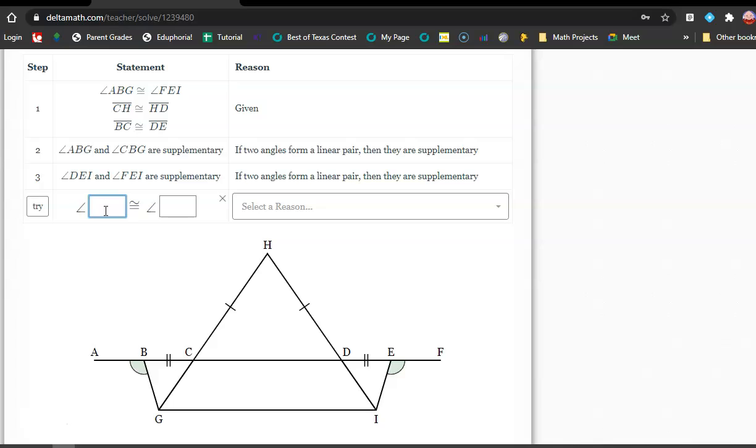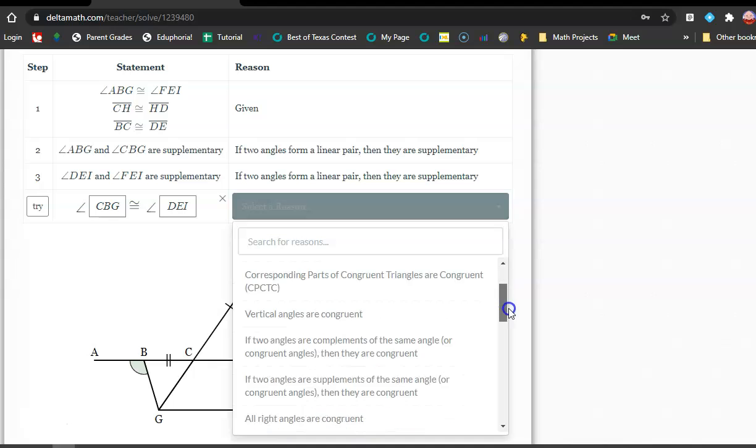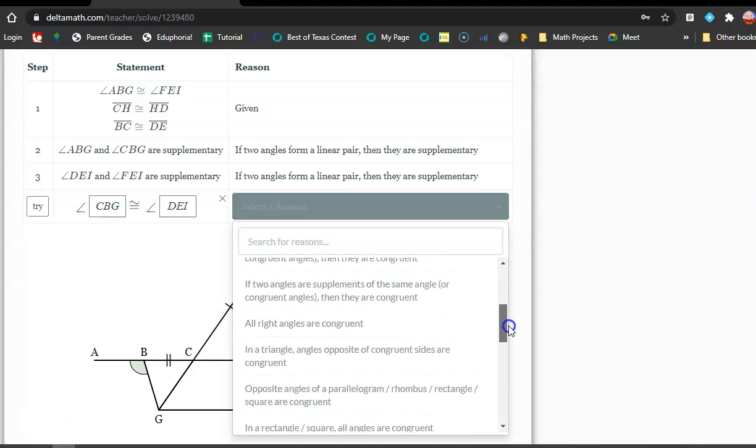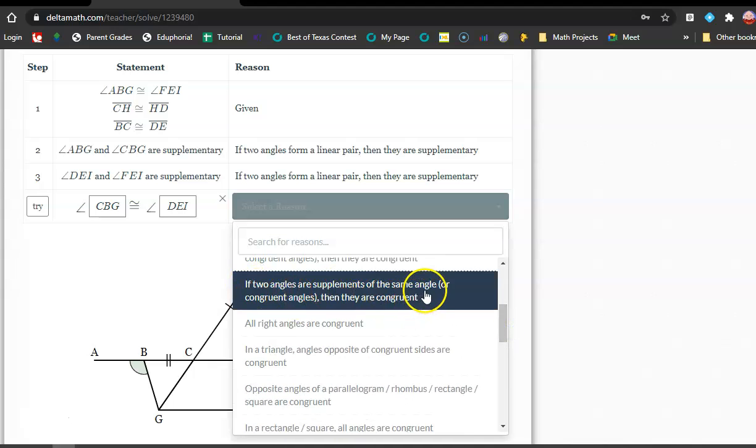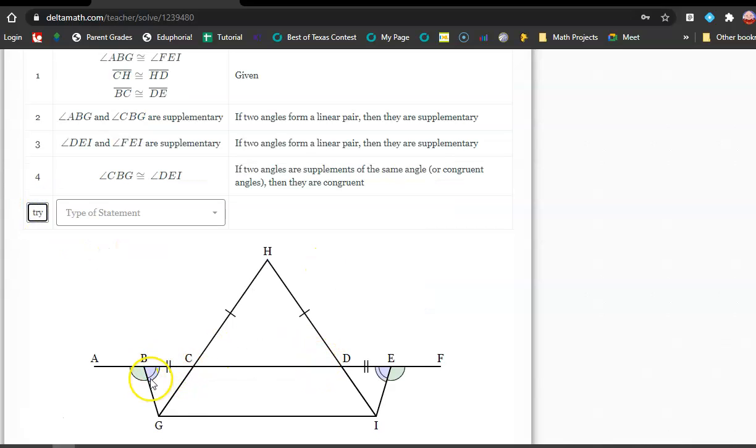We're going to say angle CBG is congruent to angle DEI. Why? Because they are both supplementary to congruent angles. So let's see something about supplementary. There we go. If two angles are supplementary to or supplements of the same angle or to congruent angles, then they are congruent. And that's what we have. Now I have a side and I've got a set of angles.